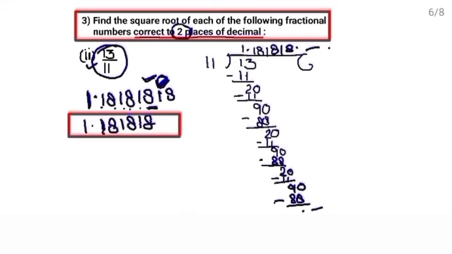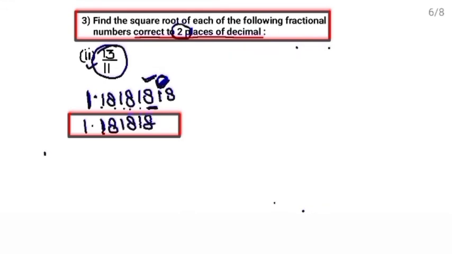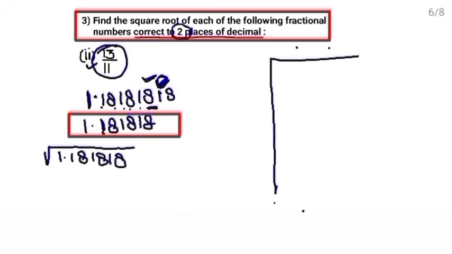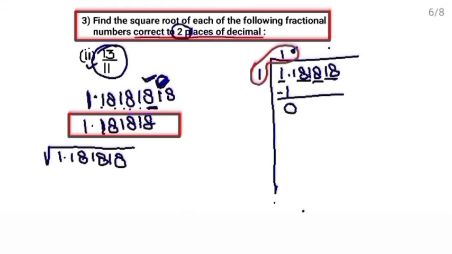So now you have this decimal number, but you need its square root. So find the square root of this 1.181818, right? 1.181818. Make the pairs. 1 one is 1, subtract, 0. Now you have a decimal point, so put the decimal here. Add these two, 2. Copy down the next pair.